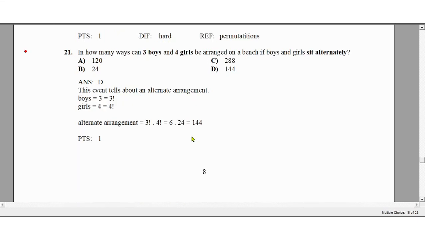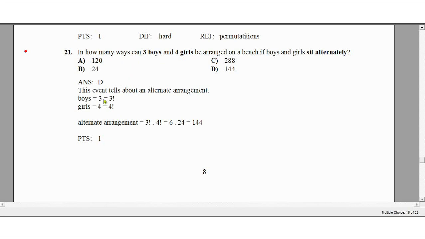Number 21. In how many ways can three boys and four girls be arranged on a bench if boys and girls sit alternately? All right. So this question is about an alternate arrangement. Okay. So we arrange these objects on a bench, but the condition is boys and girls sit alternately, so it's an alternate arrangement.